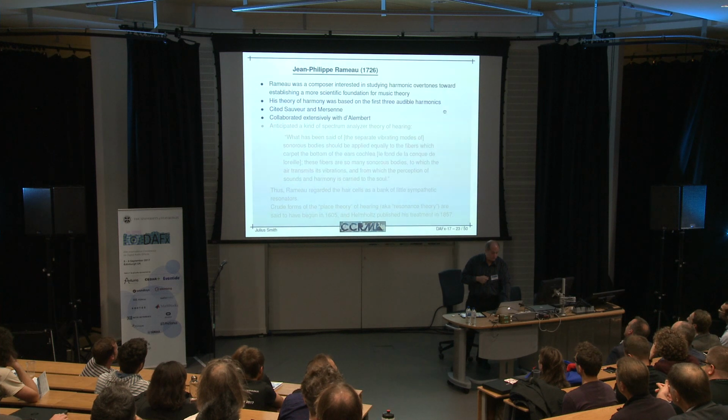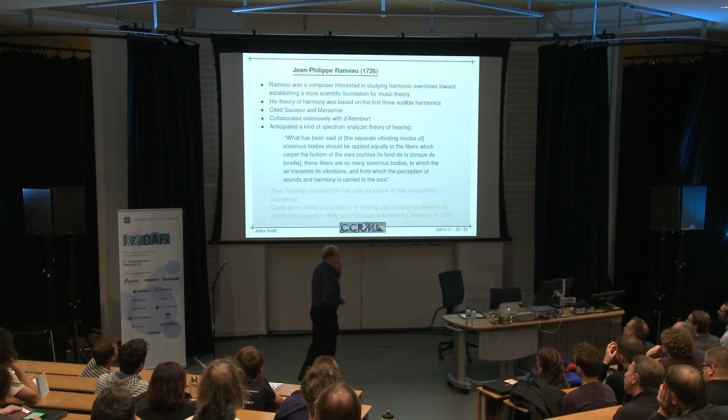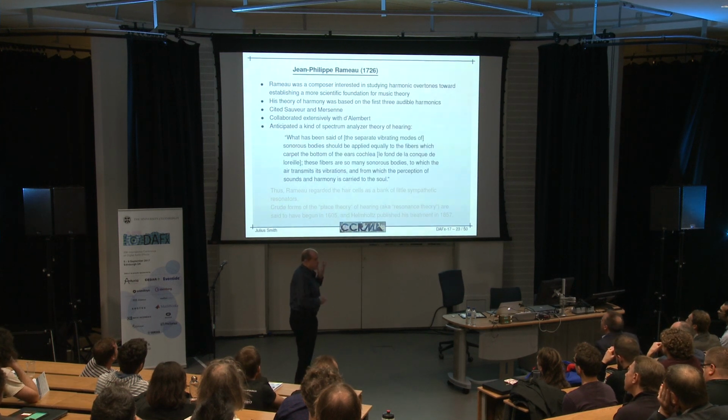So he based a theory of harmony on the first three audible harmonics, and he knew about Sauveur and Mersenne, and he cited them. He collaborated extensively with D'Alembert. They were friends and worked together over many years. And he even had a kind of place theory of hearing, which is based on the idea that the hair cells of the ear are resonating like little tuning forks.